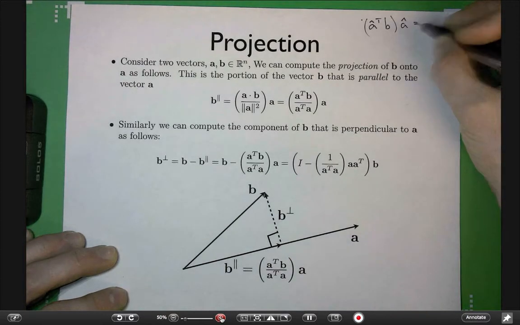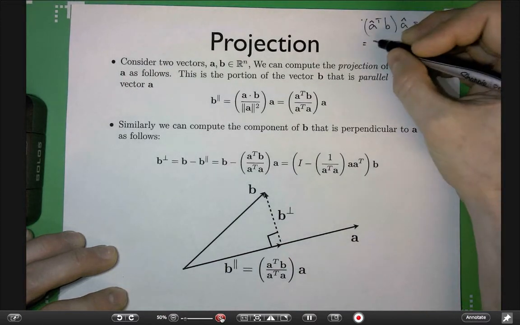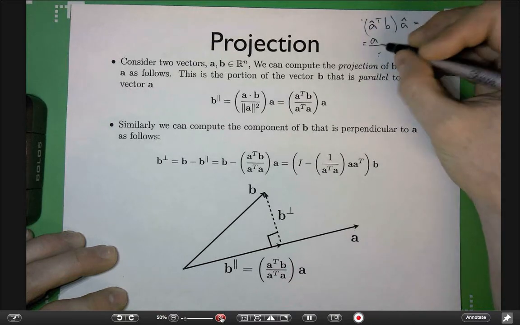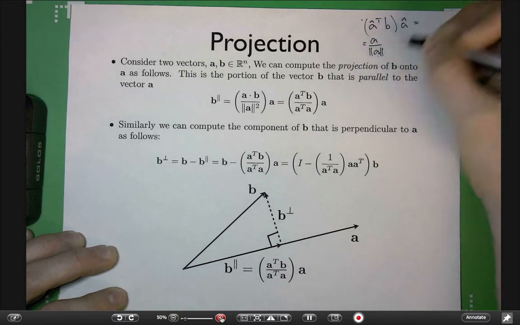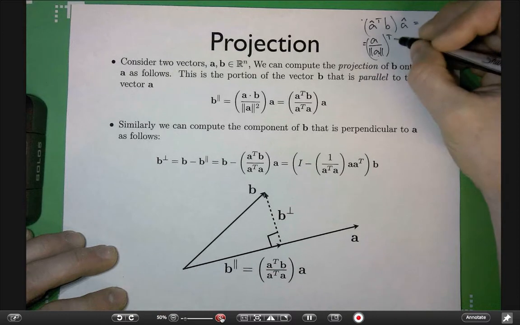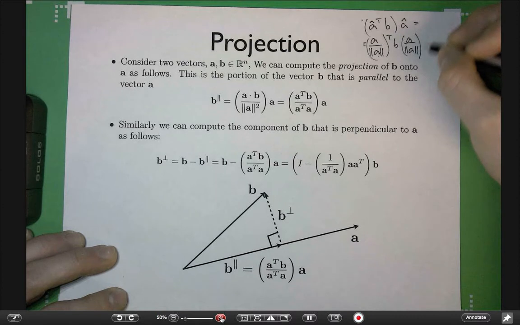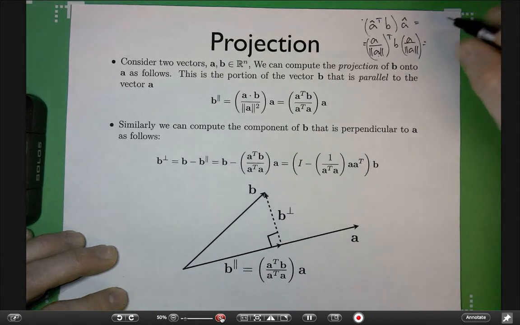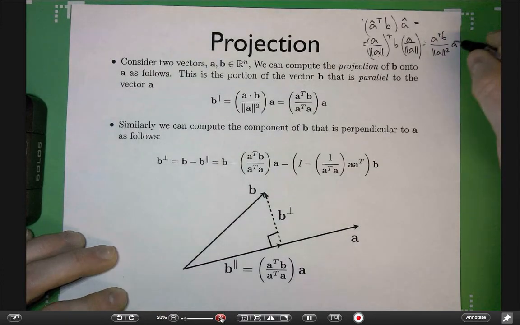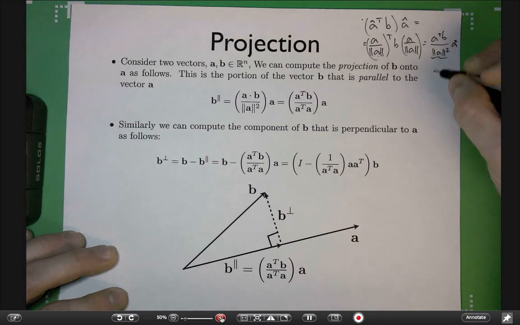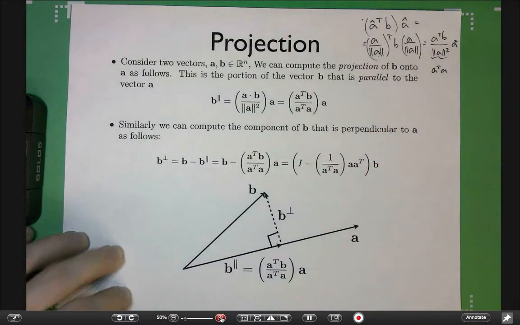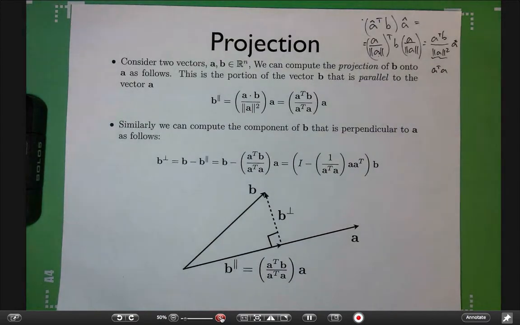And because a with this hat is a unit vector, if my a is not unit, then I can unitize it by dividing by the length of it, right? And what this thing is, is just aTb divided by the norm squared of a times a, but norm squared is nothing but aTa, right? So this is again just the same formula. So there are two ways to derive this formula. Do you see that?